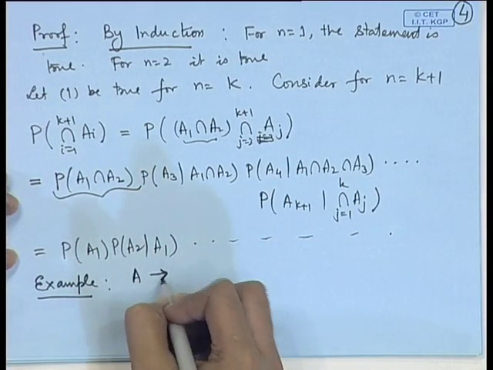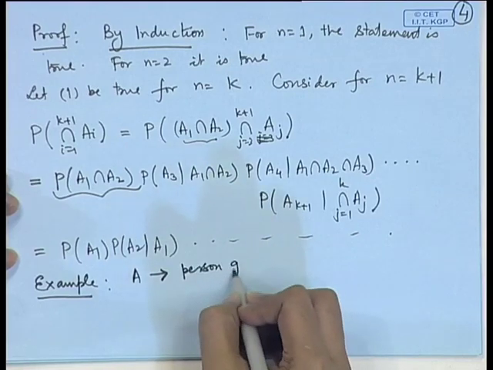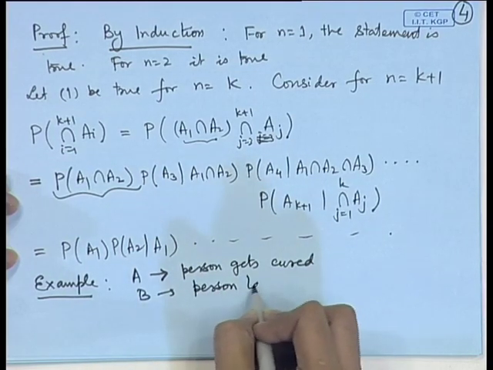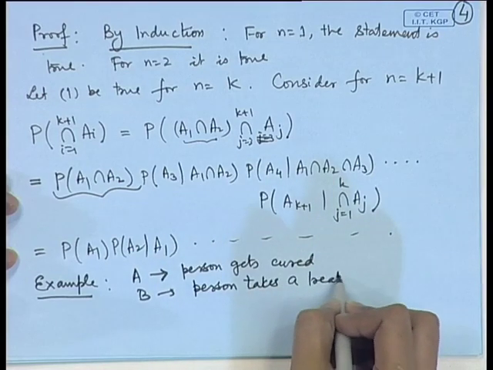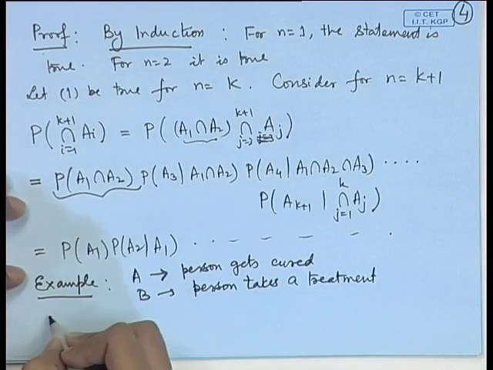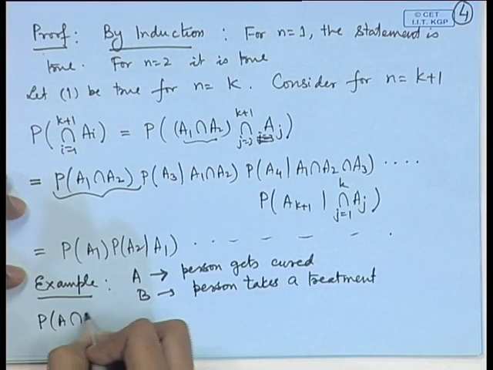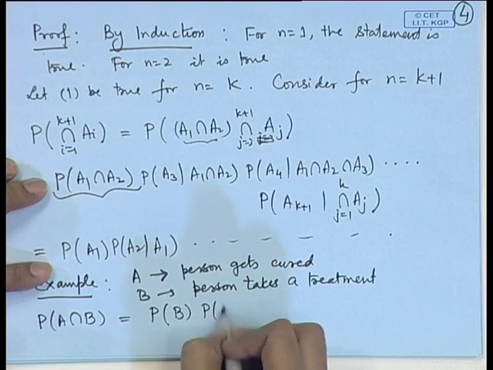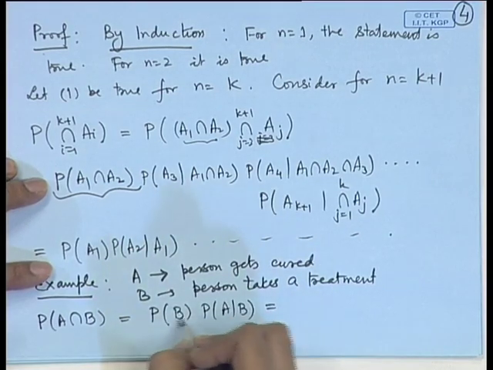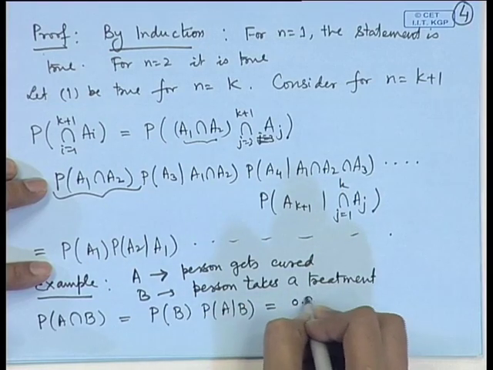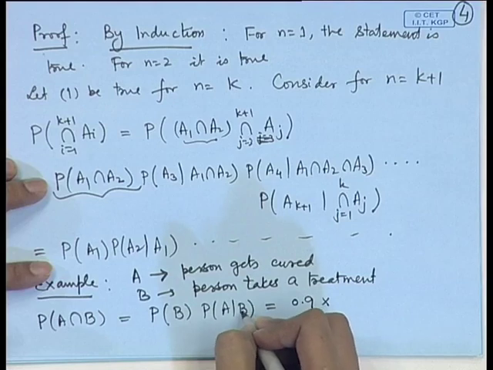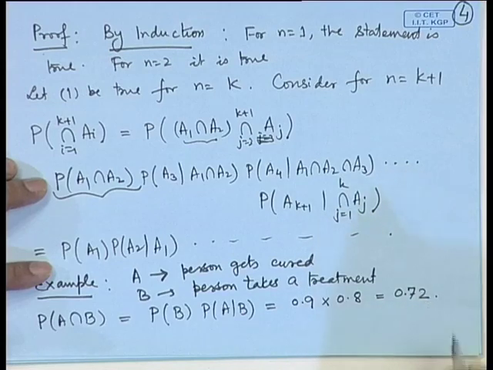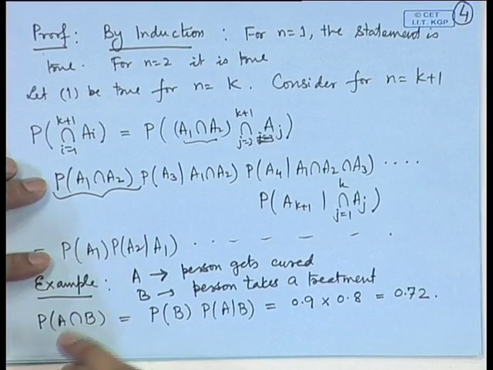Let A be the event that a person gets cured, and B the event that a person takes a treatment. Now, suppose the probability of A intersection B is to be determined, then we can write it as probability of B into probability of A given B. Suppose we know that 90% of the people take the treatment, and of the people who take the treatment, suppose 80% get recovered, then this probability turns out to be 0.72, which might have been difficult otherwise.